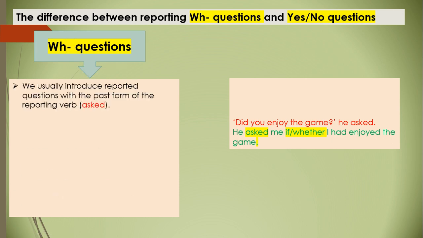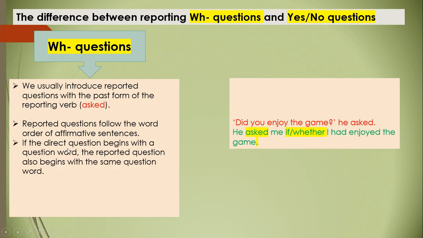WH questions. We usually introduce reported questions with the past form of the reporting verb asked. So we use the verb asked as a reporting verb. Reported questions follow the word order of an affirmative sentence. It means after the question word comes a subject and a verb. If the direct question begins with a question word, the reported question also begins with the same question word.